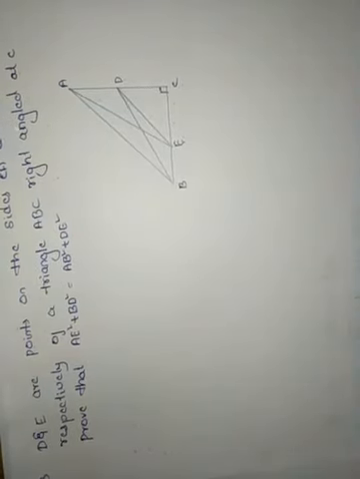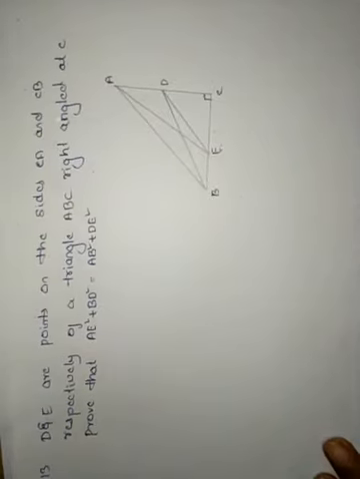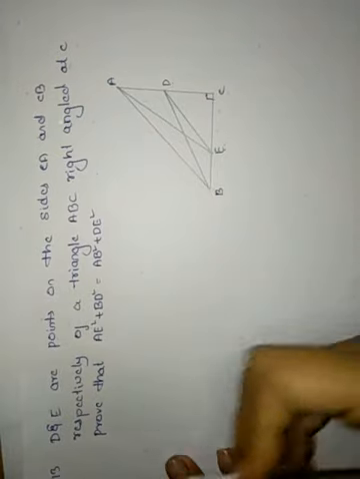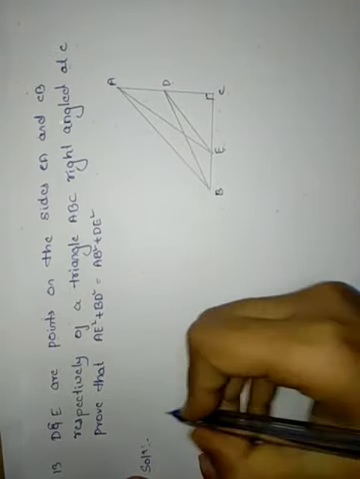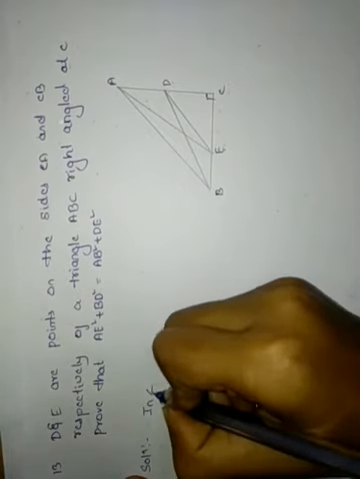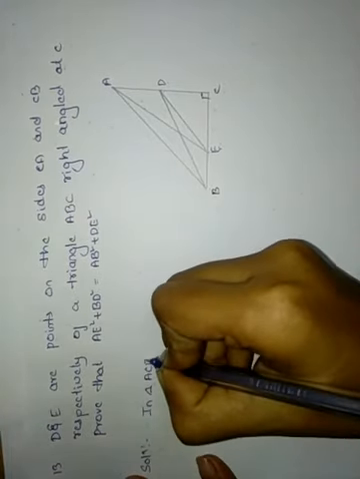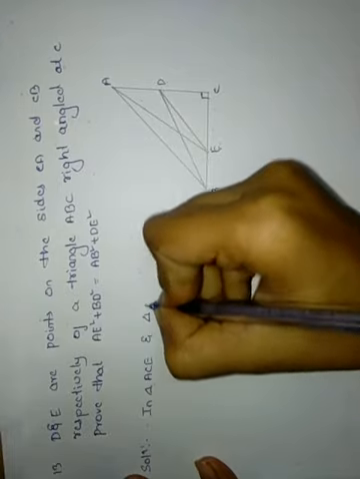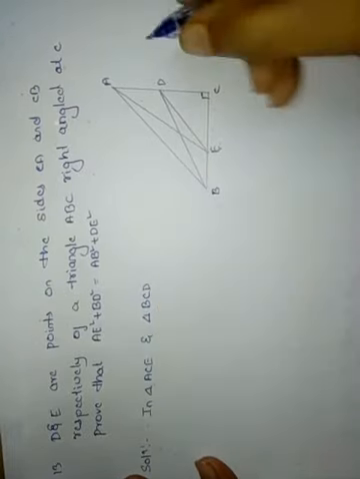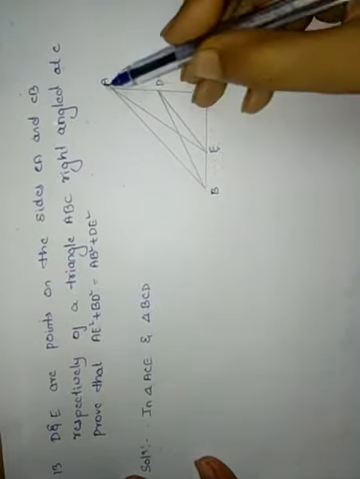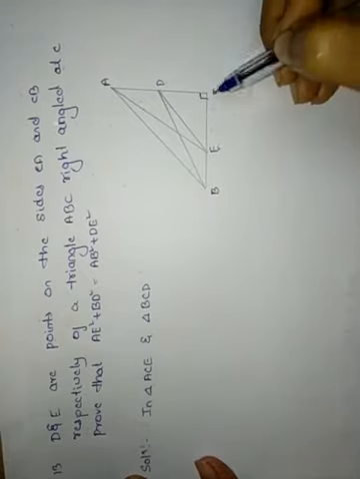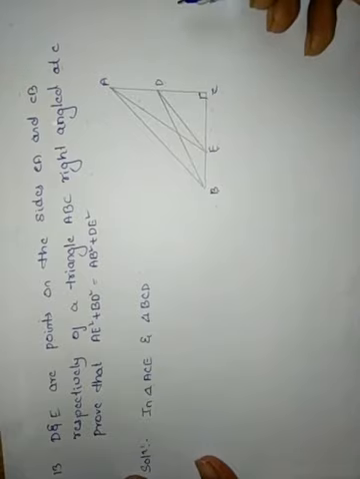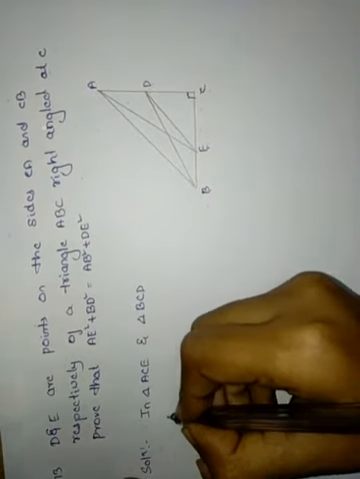For those 4 triangles I am going to use the Pythagoras theorem to prove this equation. So let's begin with the proof. Solution. First we'll consider triangle ACE and triangle BCD, this triangle and one more triangle, BCD. For these 2 triangles we'll use the Pythagoras theorem.